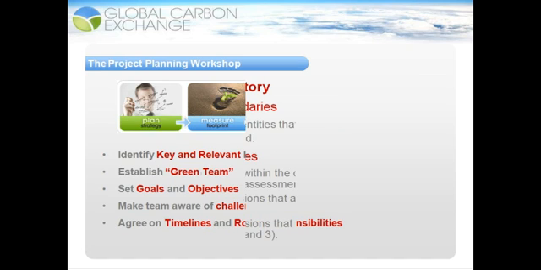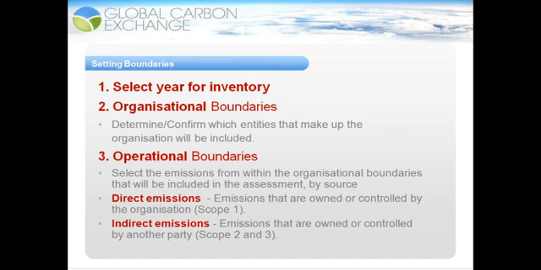During the planning process, we need to set boundaries, and this is really, really important. The Greenhouse Gas Protocol gives us good guidance on what we need to do, but certain of it is up to the circumstances that prevail in the company at that particular time. The first thing we need to do is select a year.